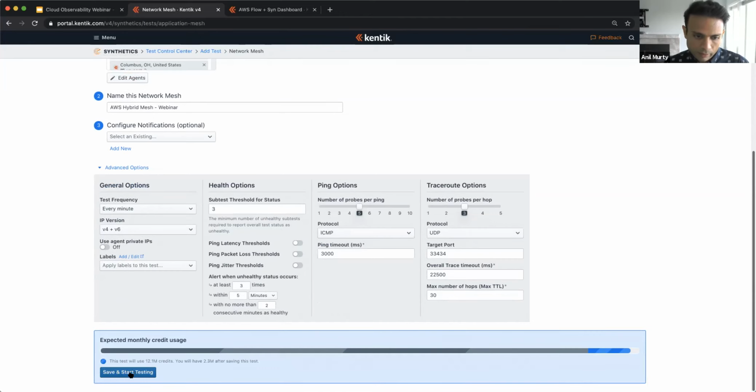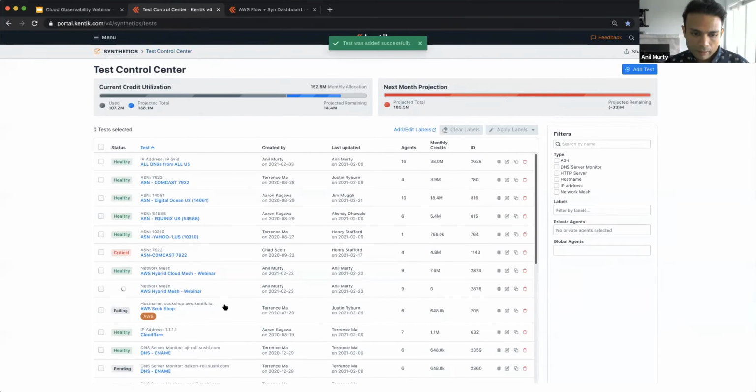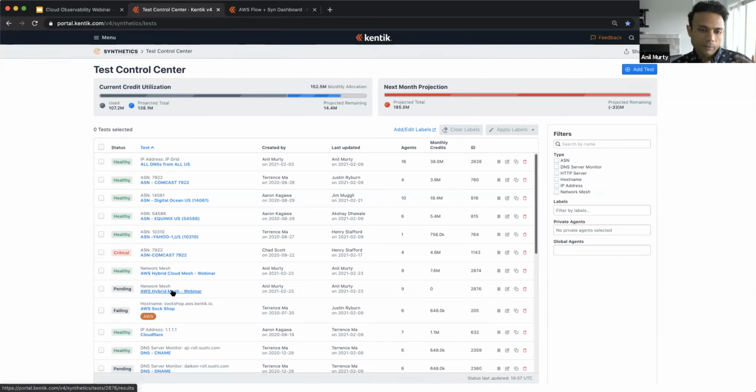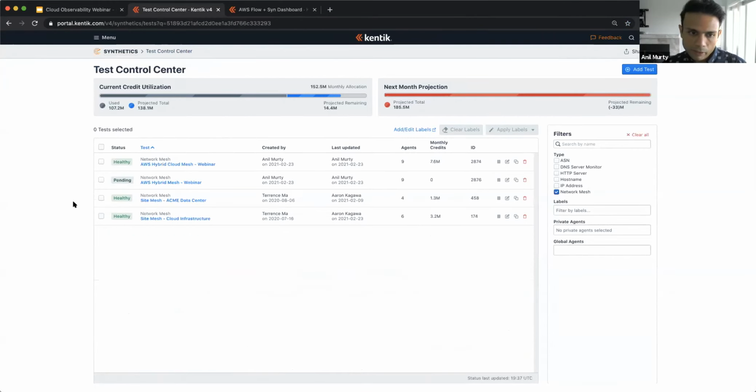So when I go ahead and save and start testing with this, it's going to create essentially a mesh that looks similar to the meshes that you saw before, except now it's going to have a mix of AWS regions and your own data centers. So this takes a few minutes to show data. So what I did is I actually created a replica of this ahead of time. And so that's what this is.